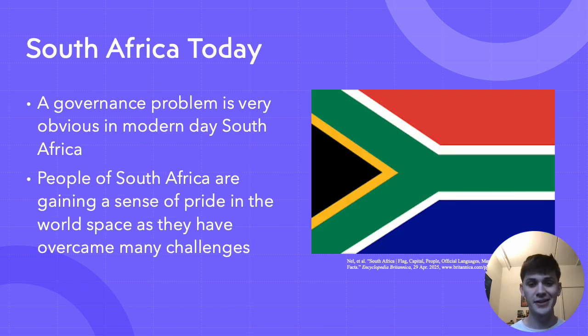South Africa today, where is South Africa today? Well, a governance problem is very obvious in modern day South Africa, not just with xenophobia, but many citizens agree that it needs to be better. 82% of citizens say it's more corrupt than it was the previous year. And 70% are dissatisfied with the democracy that is found within the country. And this is from Afrobarometer.com, where they survey the citizens, and this was the difference between the previous year and the current year.